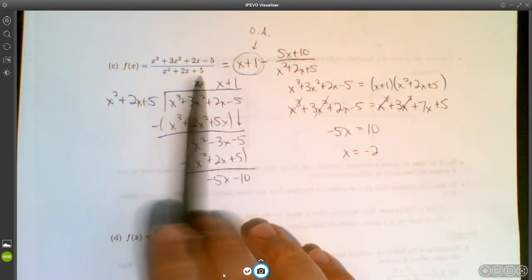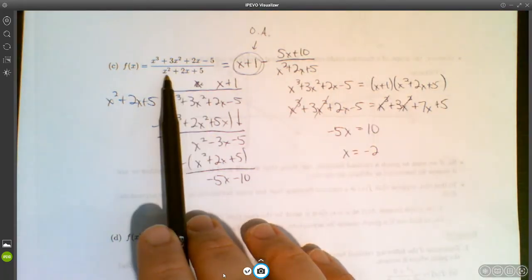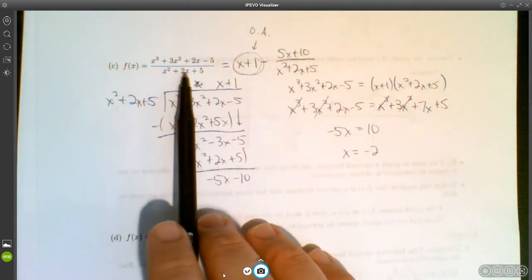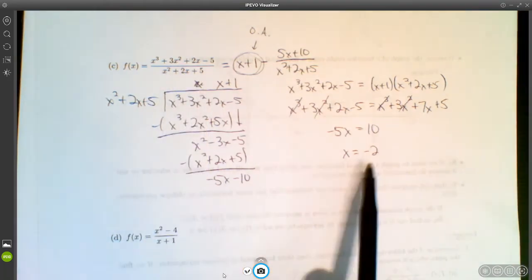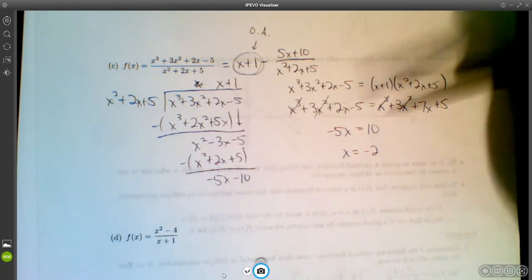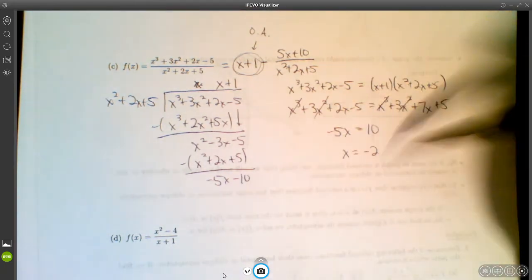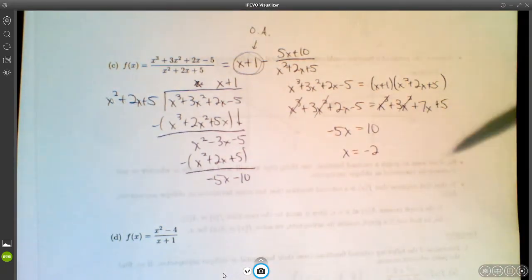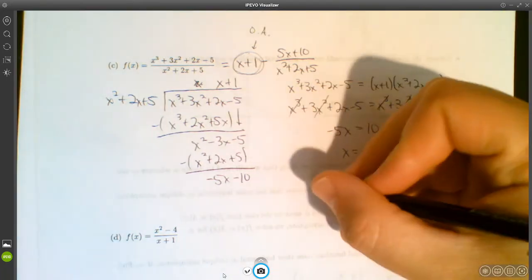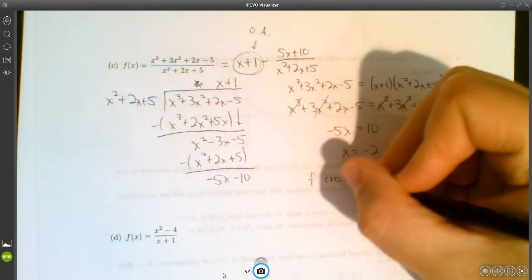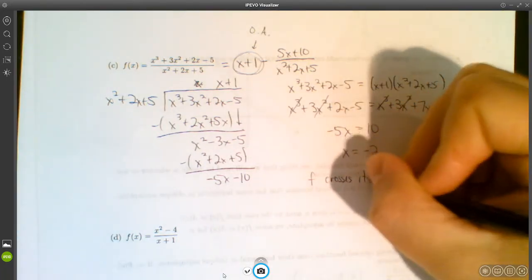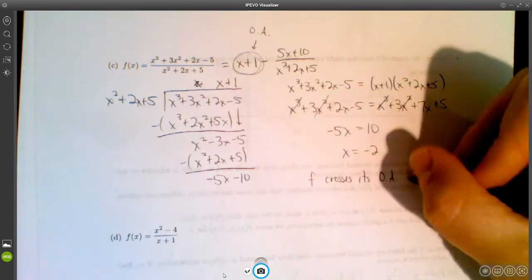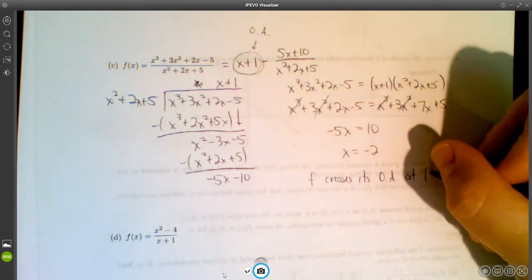Now I wonder, is negative 2 a 0 here? We would get 4 minus 4 is 0 plus 5 is 5. So no, negative 2 is not a 0. So yeah, the function definitely crosses its oblique asymptote at negative 2. So f crosses its oblique asymptote at the point.